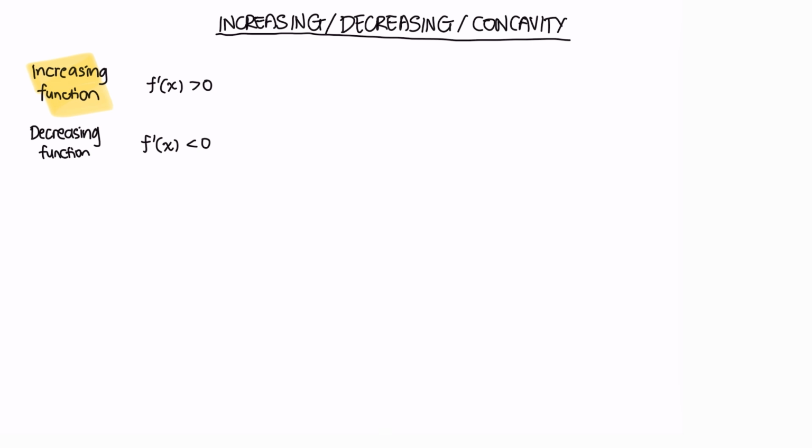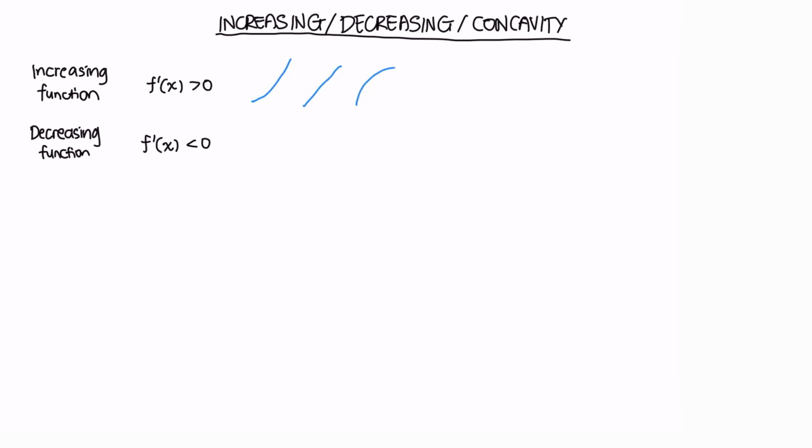Increasing functions are functions that only increase, which we can see visually. So for example, we can see that this function increases, this function also always increases, and this function always increases. As such, all three of these functions are considered increasing functions.